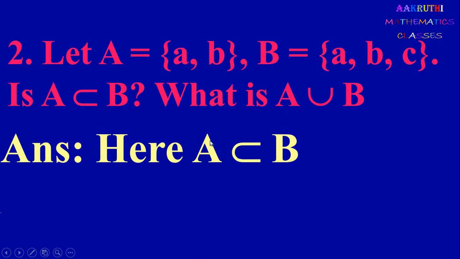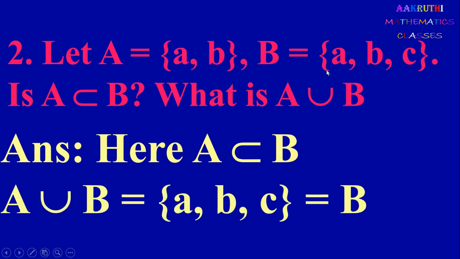Now since here A is the smaller set and B is the bigger set, when we take the union, we always get the bigger set. Now here the bigger set is B. So therefore A union B is B only. Take all the elements: A, B and C. We get A, B, C, which is the same as the bigger set B only. So therefore, if A is a subset of B, we get A union B is B only.